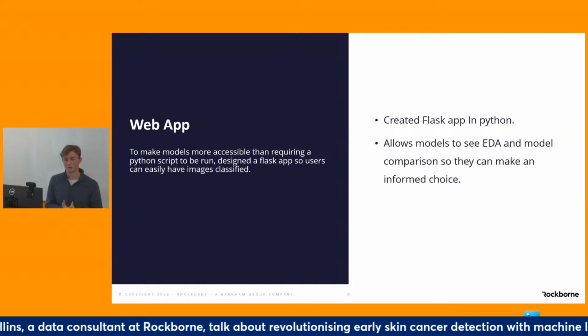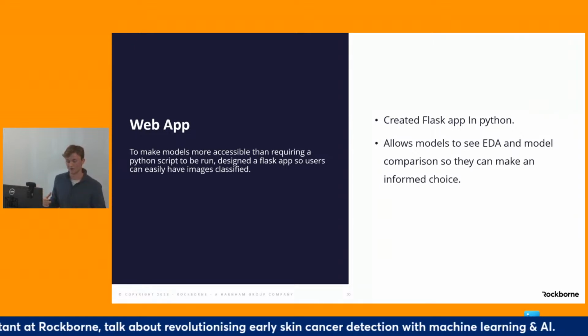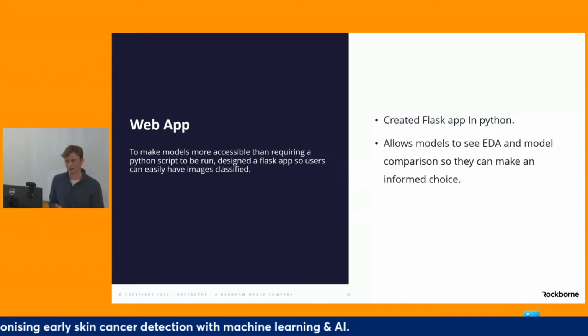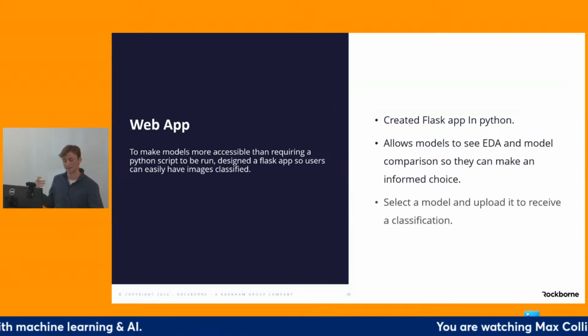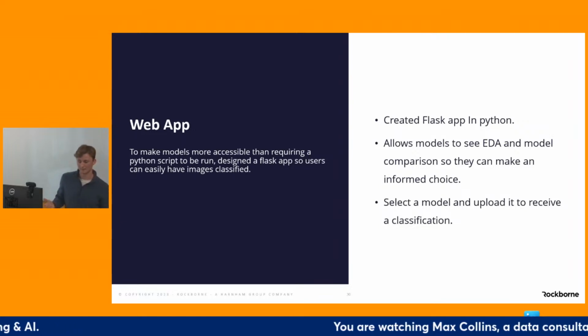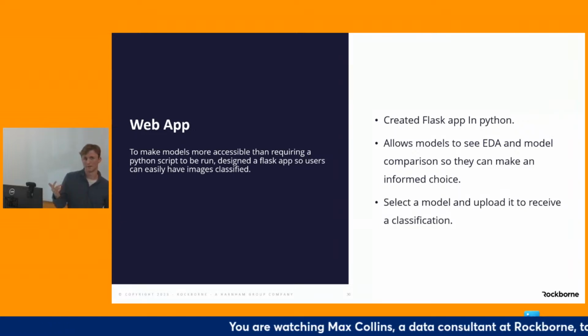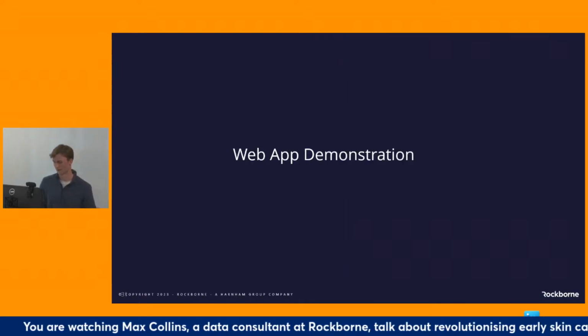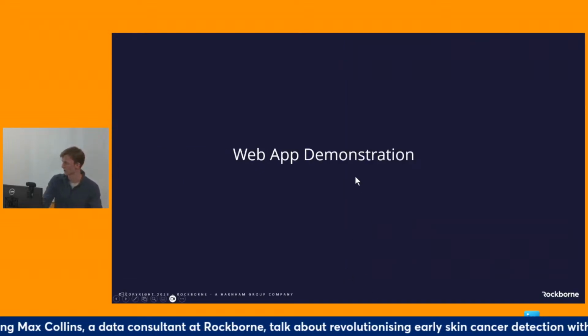So it means people can go through, see all the EDA I've shown you here and some more with explanations of the models, the training, their performance, what I found in the data set. And then based on everything they've seen, they can select one of the models and upload an image, and then they'll receive a classification. So I'll now jump into a quick demonstration.